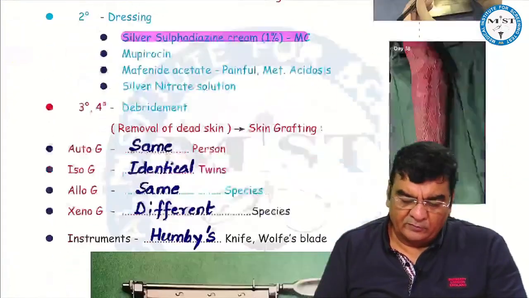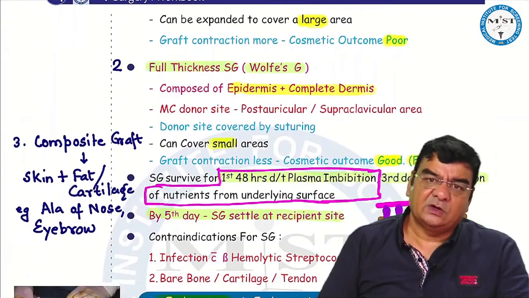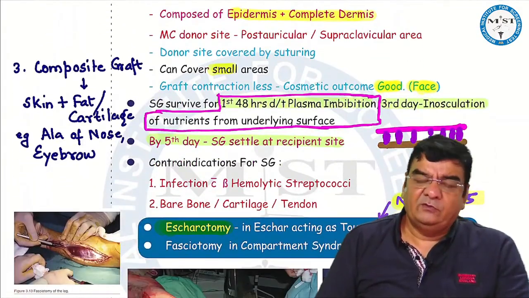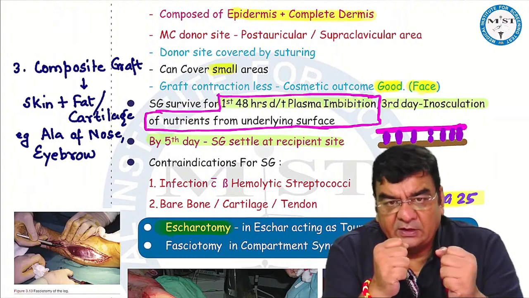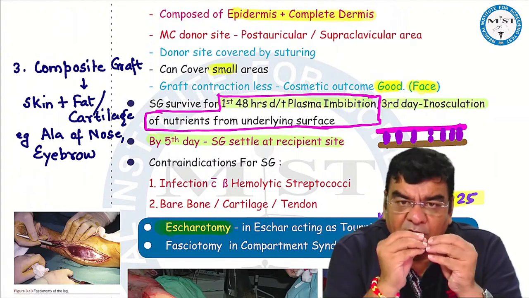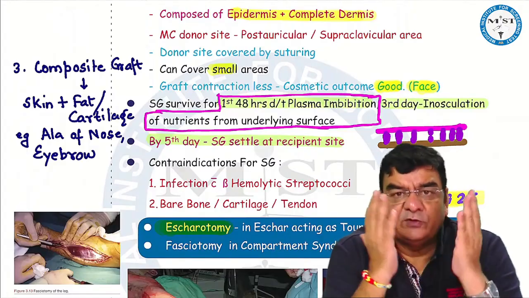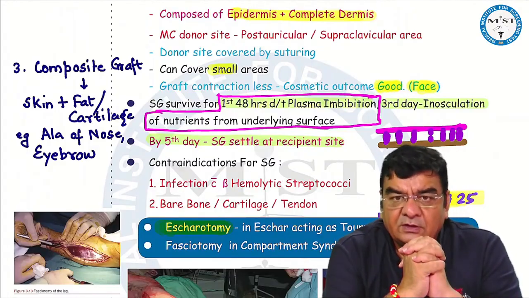The only problem with partial thickness skin graft is they contract more, so cosmetic outcome is poor. While full thickness skin graft cannot be expanded, so they cover only small areas, but the graft contraction is less, cosmetic outcome is good. So for face, we prefer full thickness graft.